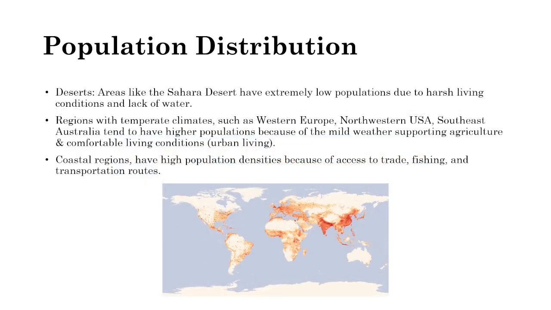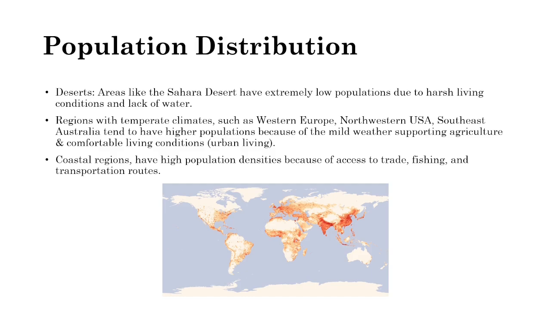So let's look at some specific examples here. Deserts, areas like the Sahara Desert, which is in the northern Africa area. It's dry, it's a lot of sand. There's not a lot of people there because it's very harsh living conditions, and there's a lack of water. You can't grow crops in sand. You can't grow food there, and you can't grow food without water. And if you can't grow food, people can't survive, and there's just no population then.